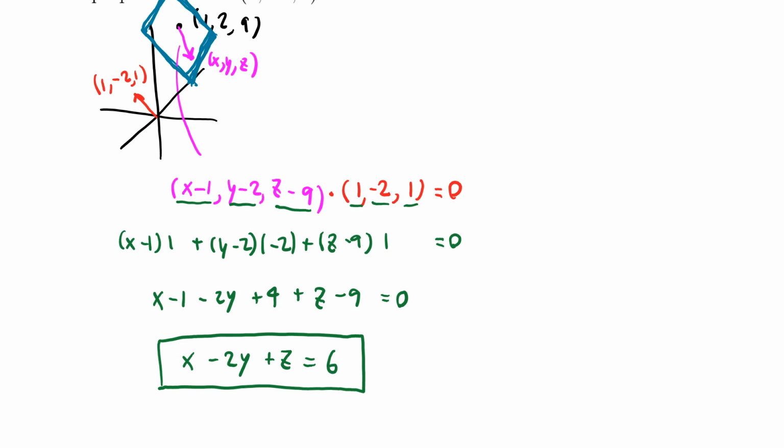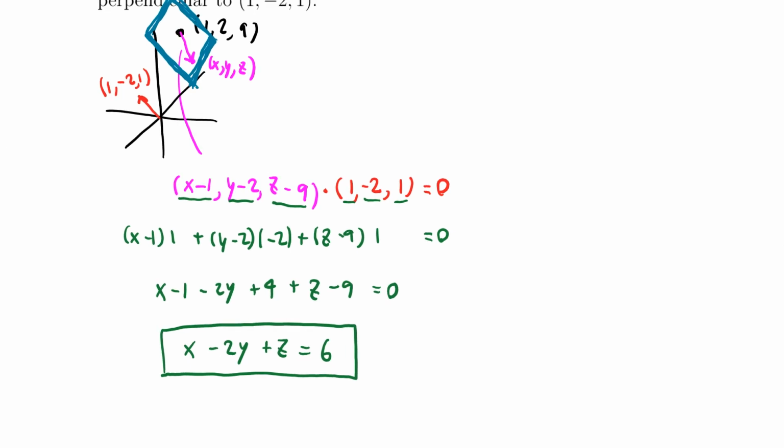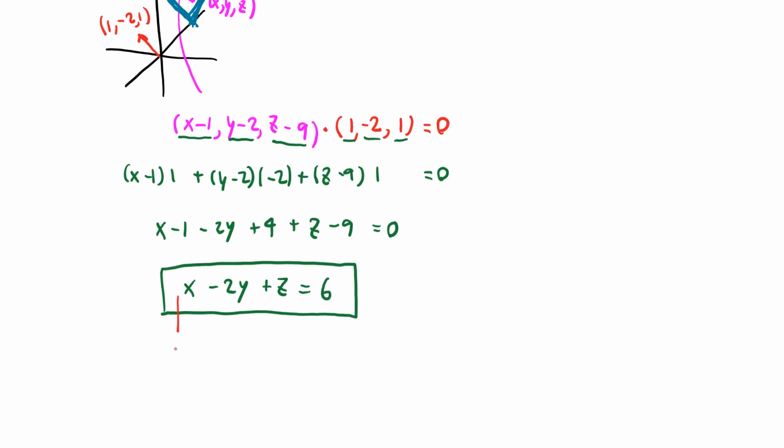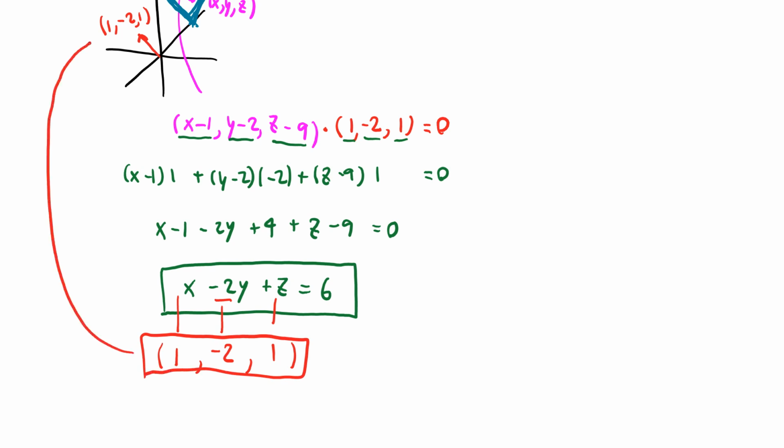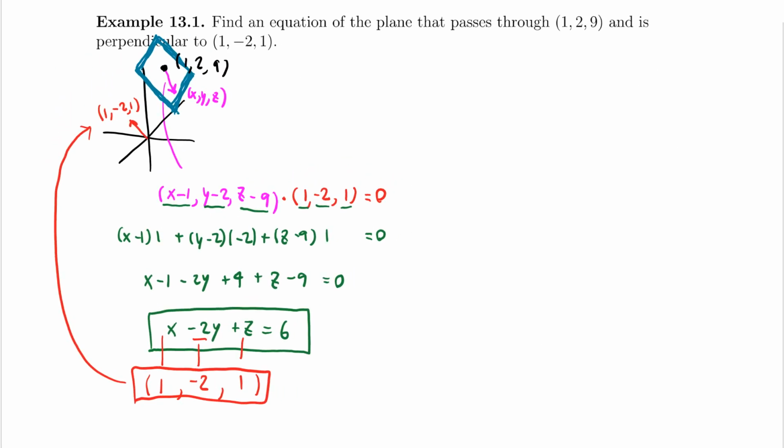This is the equation of the plane that is perpendicular to this red vector here, and it goes through 1, 2, 9. Now, notice how the coefficient for x is 1, the coefficient for y is negative 2, the coefficient for z is 1. So this 1, negative 2, and 1 is precisely the normal vector that we have to begin with. Now that we see this, let me actually show you another way to obtain this same answer.